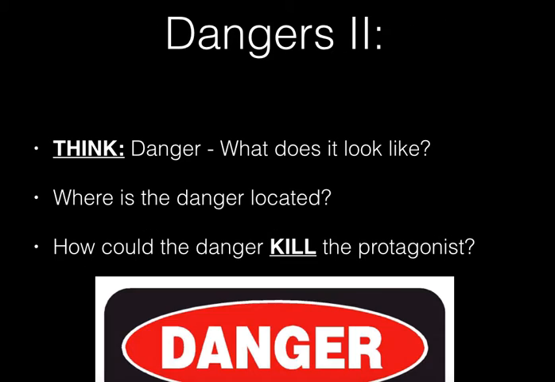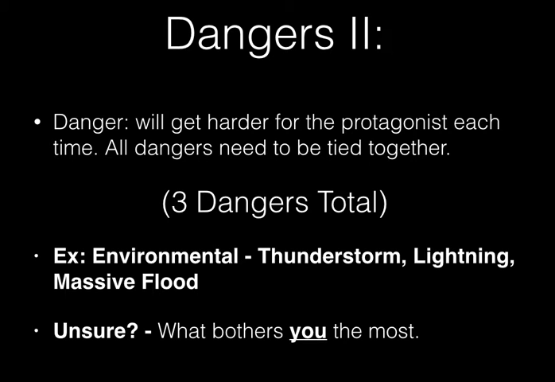Now, as we transition to the dangers, you need to think about your danger. What does it look like? Where is your danger located? And then think about the mortality aspect. How could the danger kill the protagonist? Now, as we continue on here, your dangers will be harder for the protagonist each time. All three of your dangers need to be tied together.